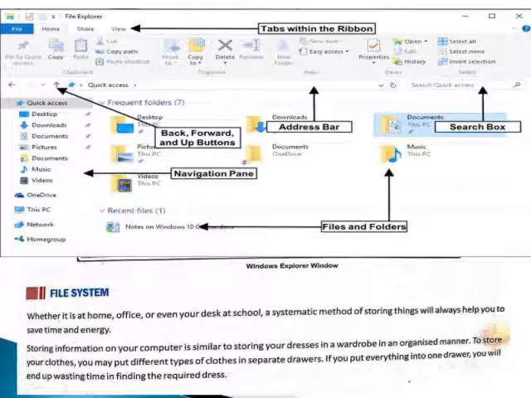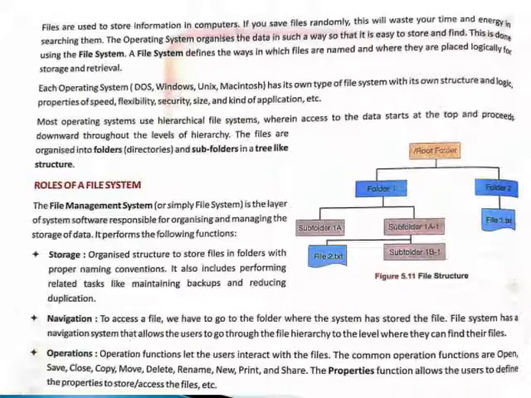To store your clothes, you may put different types of clothes in separate drawers. If you put everything into one drawer, you will end up wasting time in finding the required dress. Files are used to store information in computers. If you save files randomly, this will waste your time and energy in searching them.